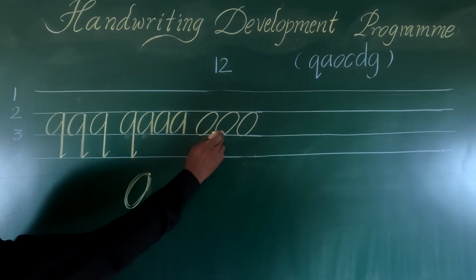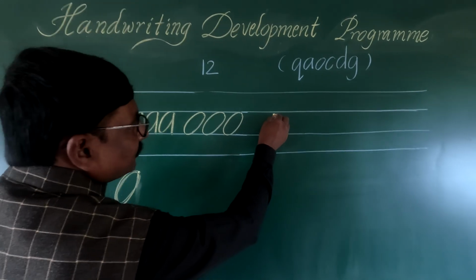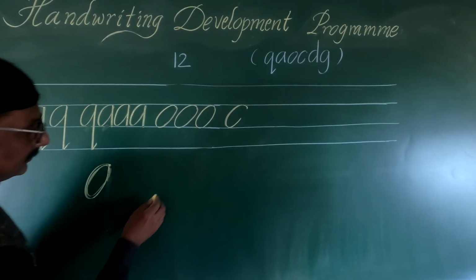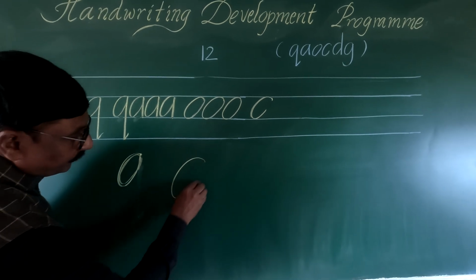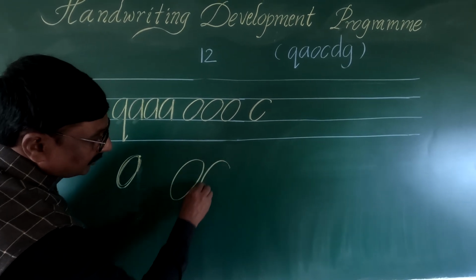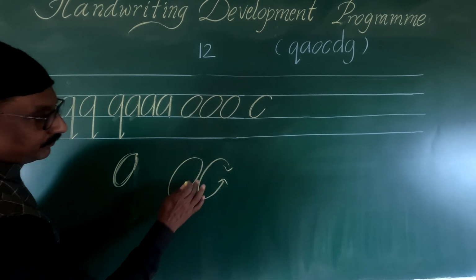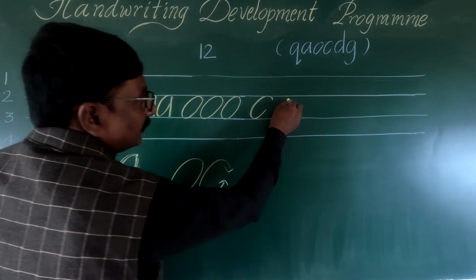Yes, small O. And off of the small O here, I am not connecting at the beginning. This is O. I am not connecting the edges, endings. Here and here gap. This is C.